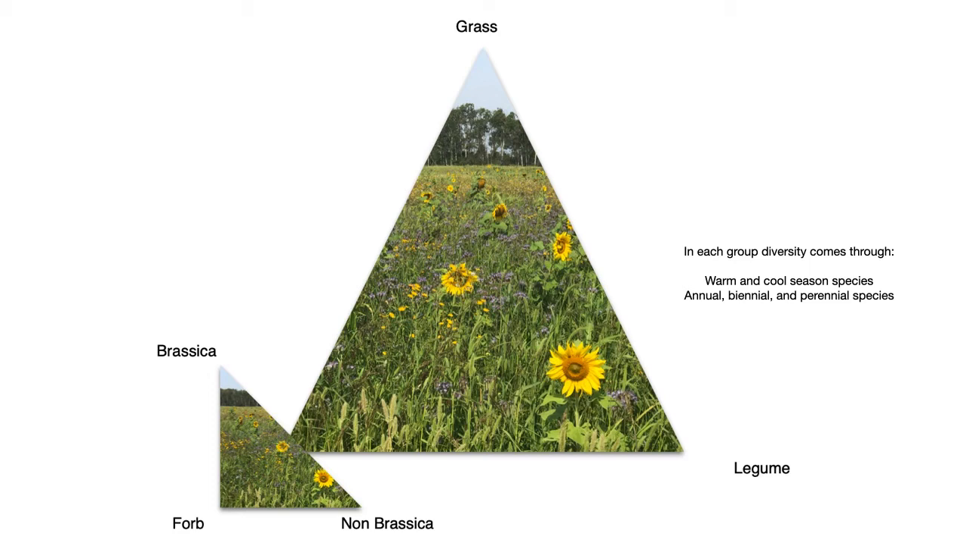And where do we get the diversity? Now we can start talking about warm and cool season species of each of these. We can talk about annual, biennial, and perennial species within each one of those. This is where we get the diversity.